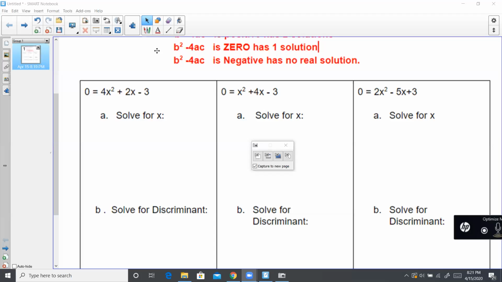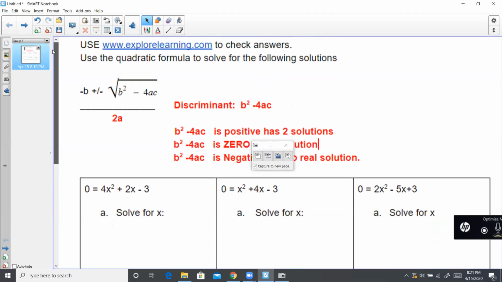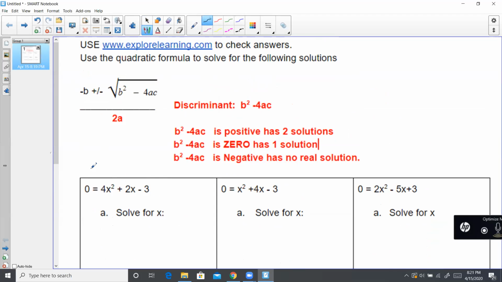Okay, Algebra 2 students, today we're going to take a look at the quadratic formula and finding the discriminant. If you want to take a look at this with me, this is the homework that you'll be working on, defining the quadratic formula and the discriminant. I'm going to go through this first example on your homework with you, then I want you to do the rest.